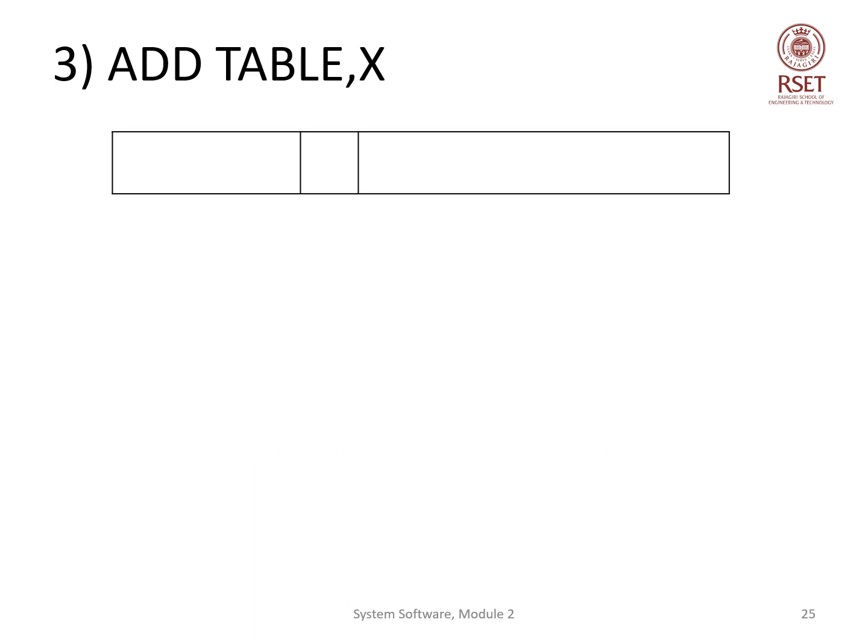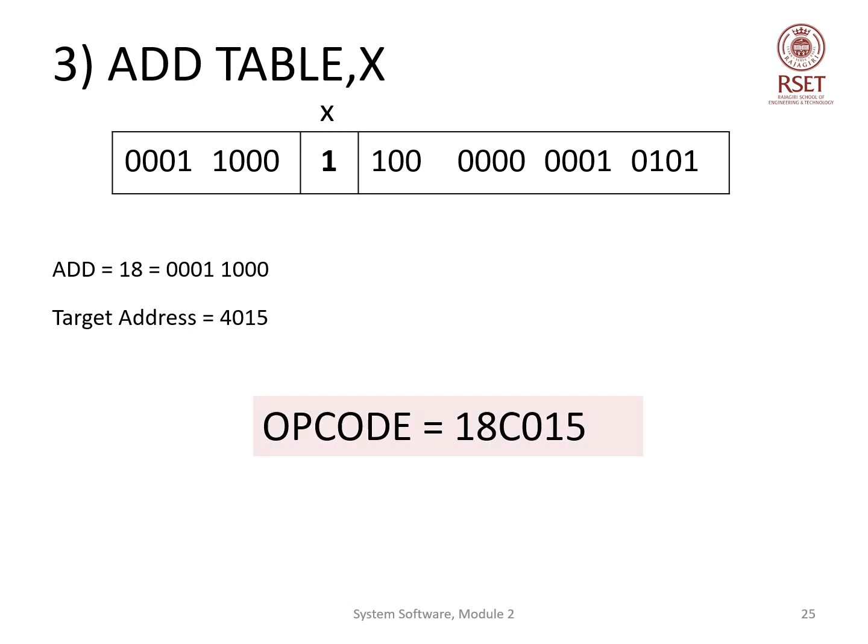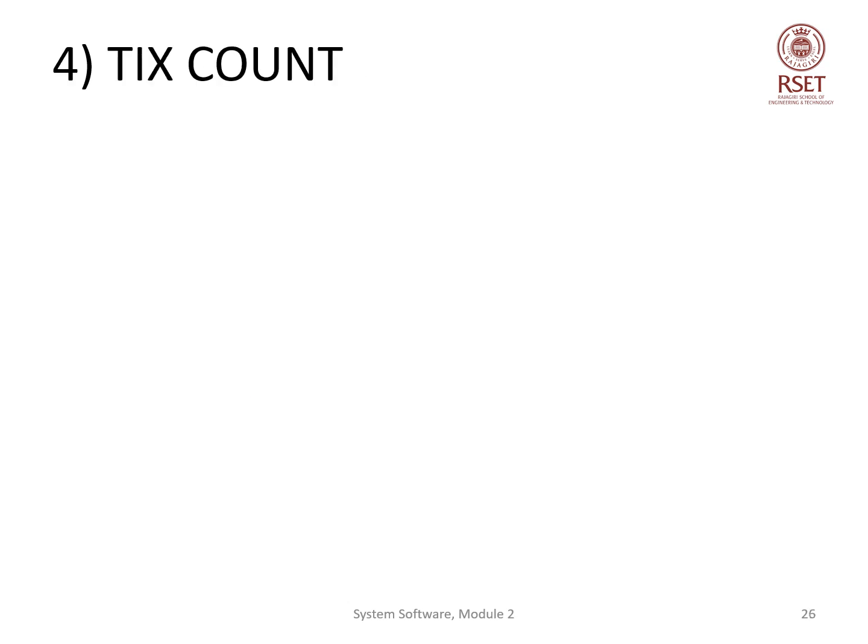ADD table comma X. Again the same instruction format. Here you can see an X, which means it is indexed addressing. So X value is 1. ADD has the opcode 18. It can be straight away written into the first column. And the target address is the address of table. Address of table is 4015 from the location counters. Write it ignoring the leftmost bit. So the opcode is 18C015.